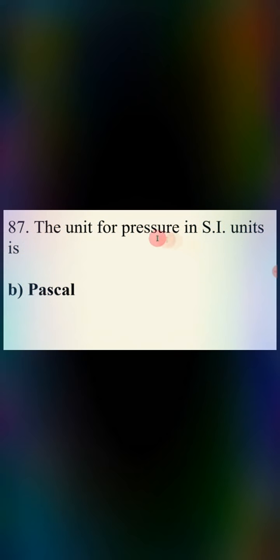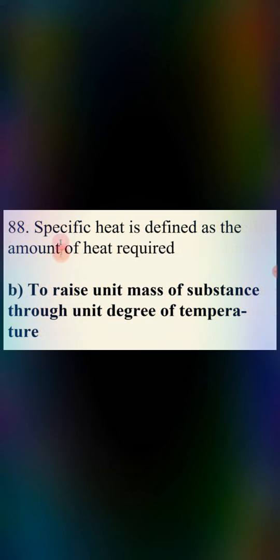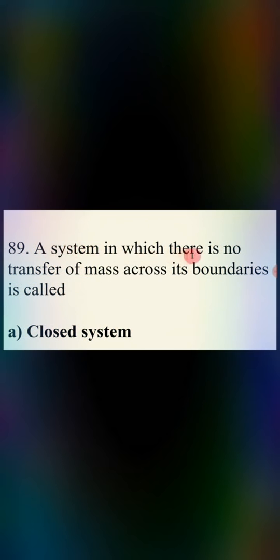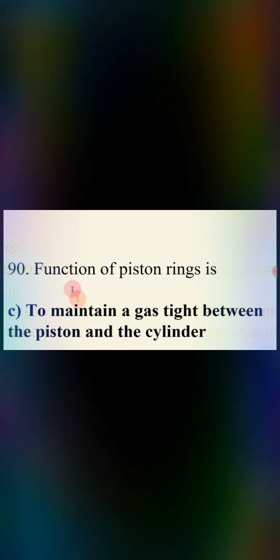The unit for pressure in SI is the Pascal. Specific heat is defined as the amount of heat required to raise the unit mass of a substance through unit degree of temperature. A system in which there is no transfer of mass across its boundary is the closed system.